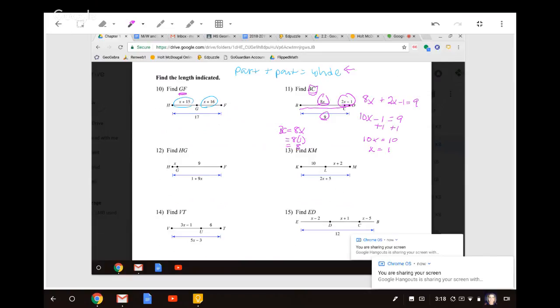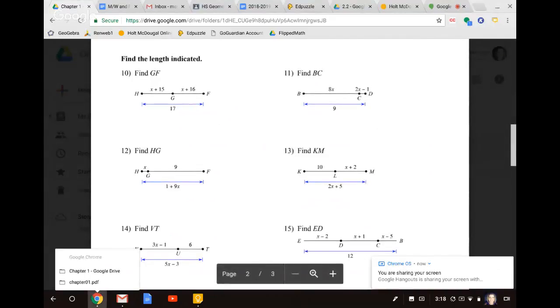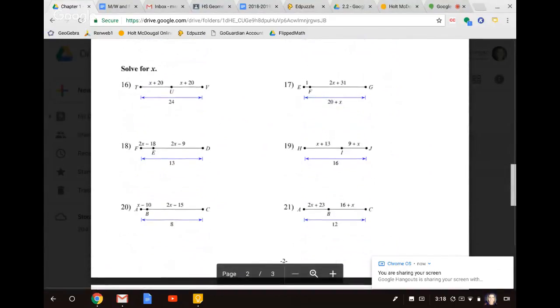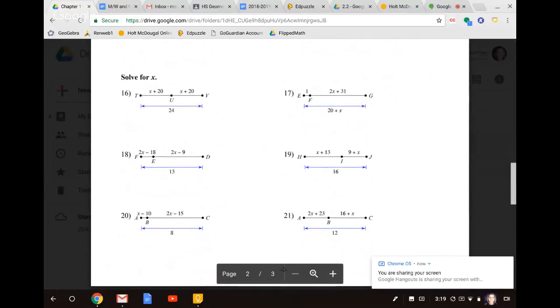How are you feeling? It makes sense now. Okay. Do you want to work any more? I can't see the rest of the page. Like, are there more at the bottom that you have other questions on? No, I think I get it now. What about 16 through 21? You want to work one of those together? All you do for solving for x is the same thing we did up top, but just don't plug it back in. Okay. Yeah. I think I have it.